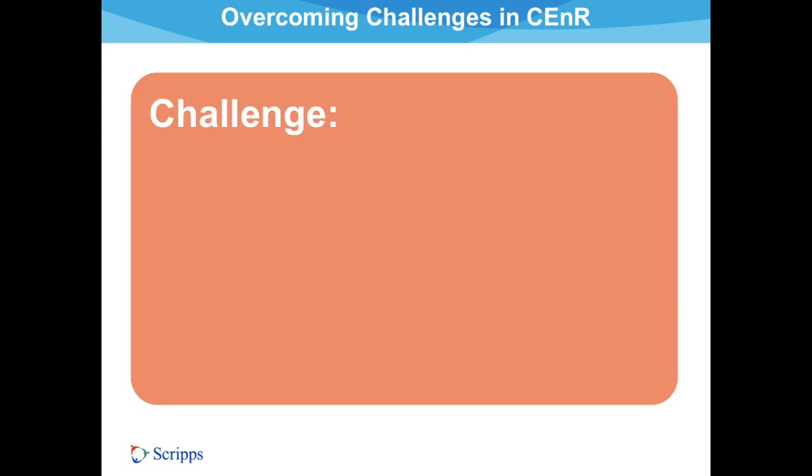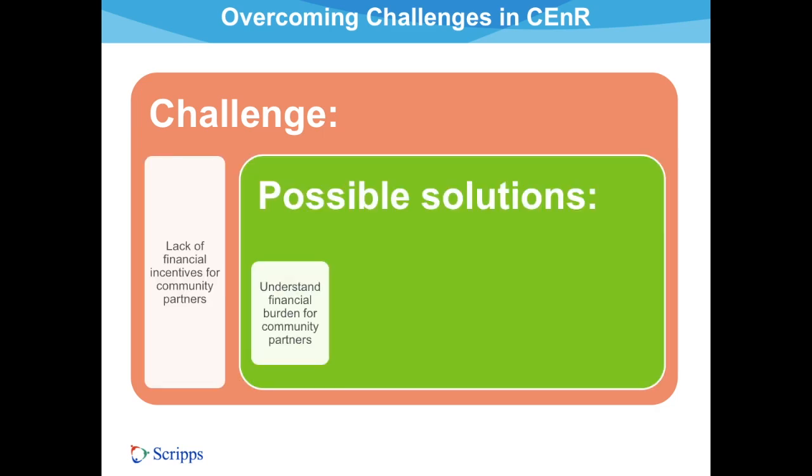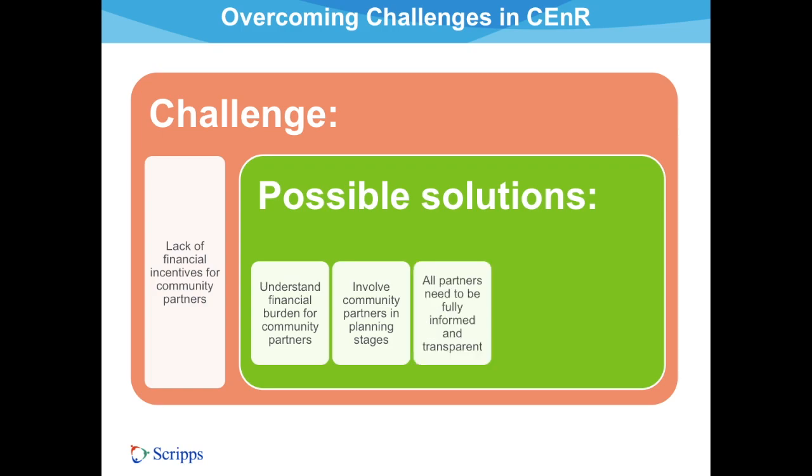In addition to incentive issues for researchers, there's often a lack of financial incentives for community partners. It is important to understand the financial burden of community partners. Involve community partners early on in the planning stage, including budget-wise and program-wise. All partners need to be fully involved, and transparency is vital. Develop a protocol to compensate your community partners fairly for their time and effort.